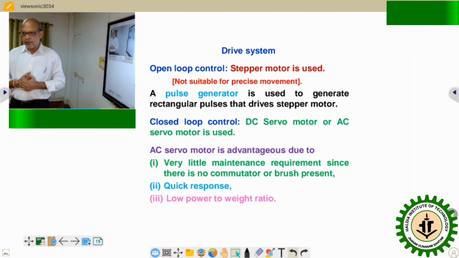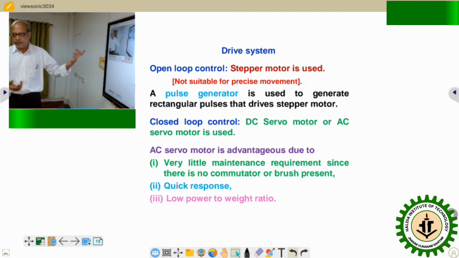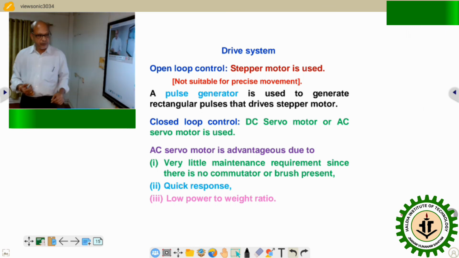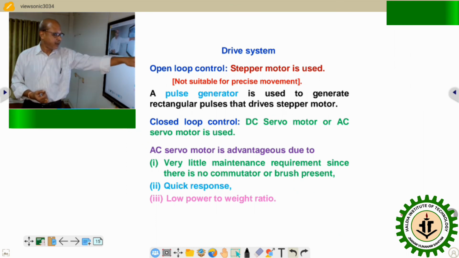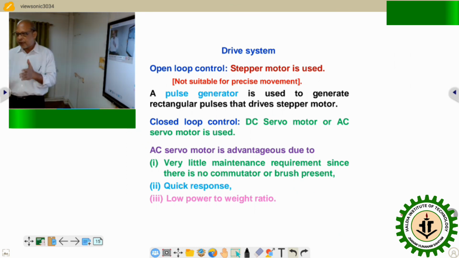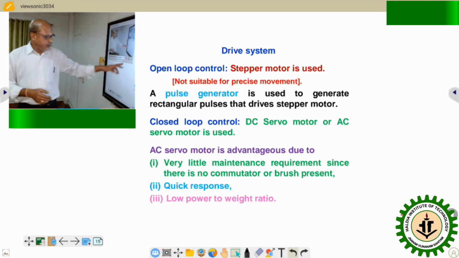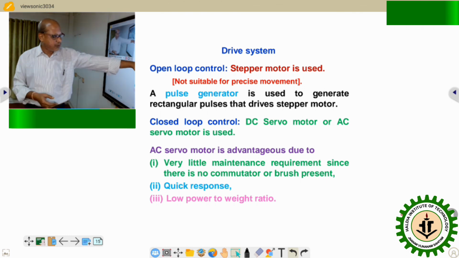Only for lighter jobs where high precision is not required, in that case you can use it, because it is inexpensive. A pulse generator is used to generate rectangular pulses that drive the stepper motor. Regarding the pulse generator and the issuance of pulses, its calculation part we'll discuss afterward in relation to the analysis. In contrast, in the closed loop control system, DC servo motor or AC servo motor is used.